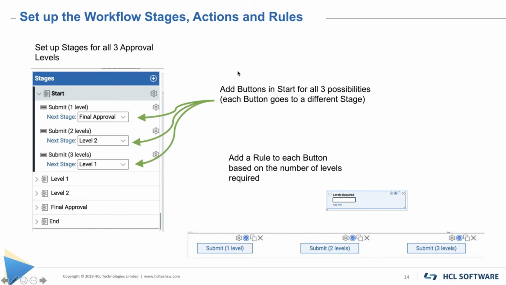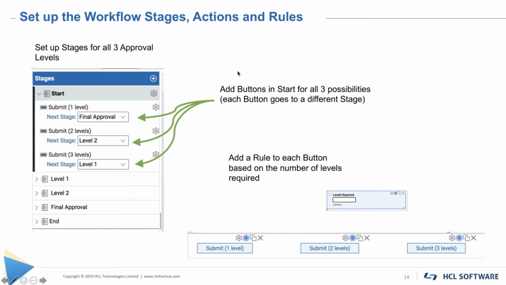And each submit button goes to a different stage. So the first submit button, that's for one level of approval. If there's only one level of approval, it's going to go to the final approval stage and then end. If there's two levels, then it's going to go to level 2. So we'll get a level 2 approver and then a final approver, and so forth and so on.